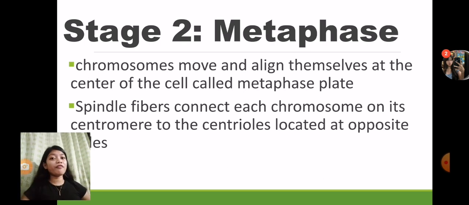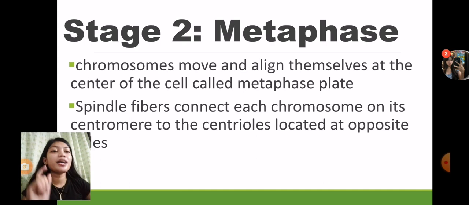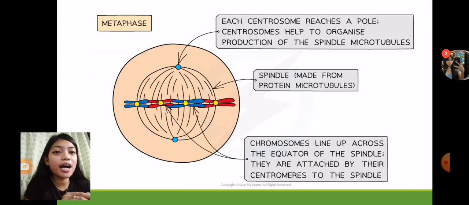So in prophase, the spindle fibers form. In metaphase, the chromosomes line up in the middle at the metaphase plate, and the spindle fibers attach to the centromere. Okay? Look at the picture. In metaphase, the chromosomes line up, and the spindle fibers connect to the centromere.